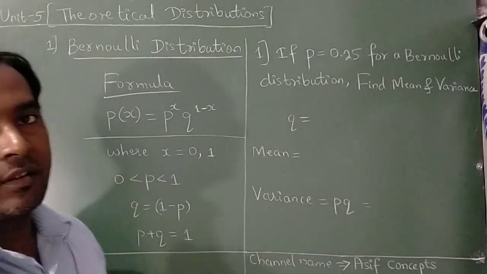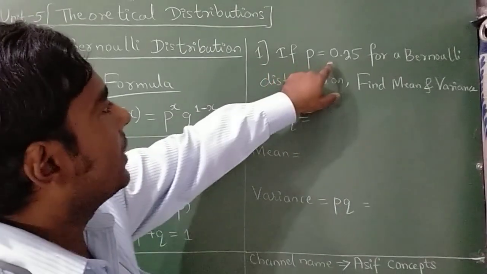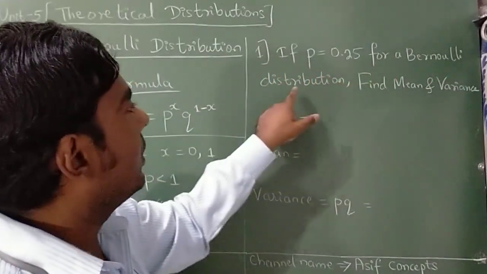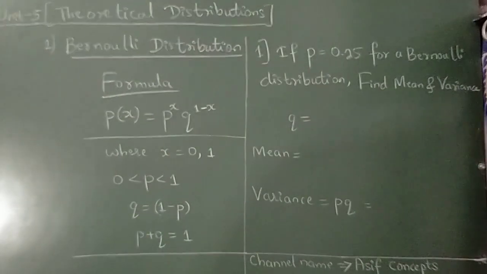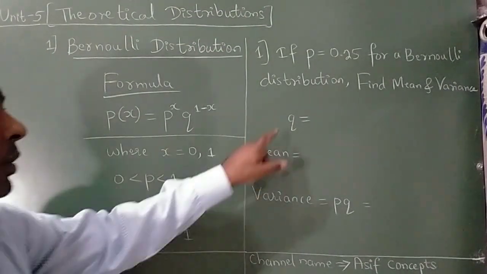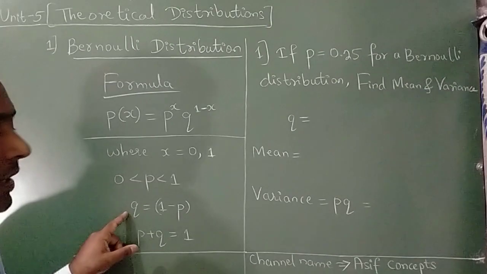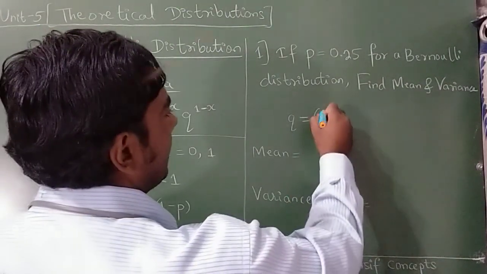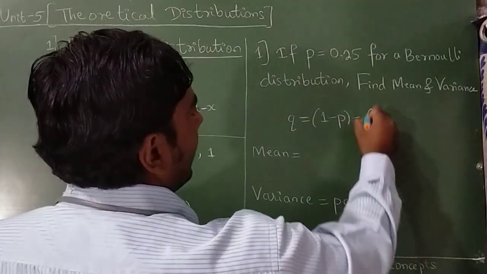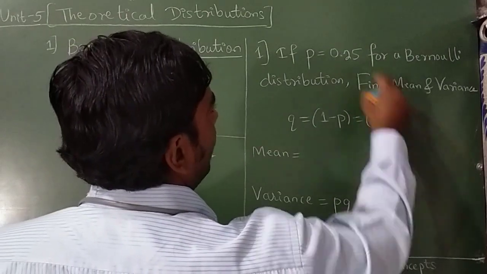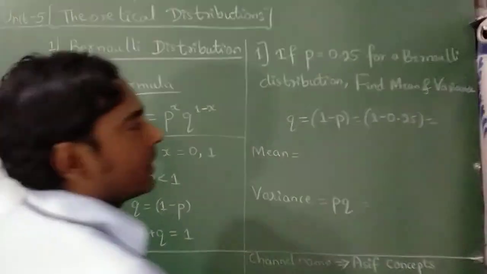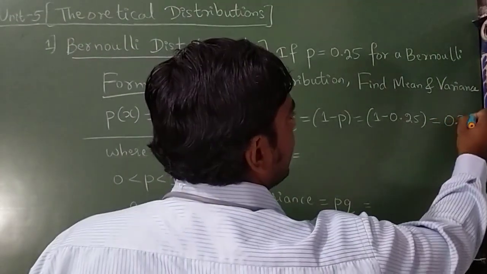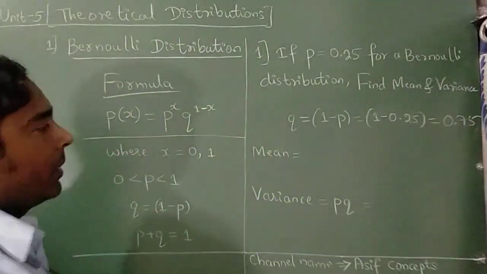Now let's start with the first term. So if P is equal to 0.25 for a Bernoulli's distribution, find the mean and variance. To find Q, there is a formula 1 minus P. So 1 minus 0.25. So if you subtract this, you will get 0.75.